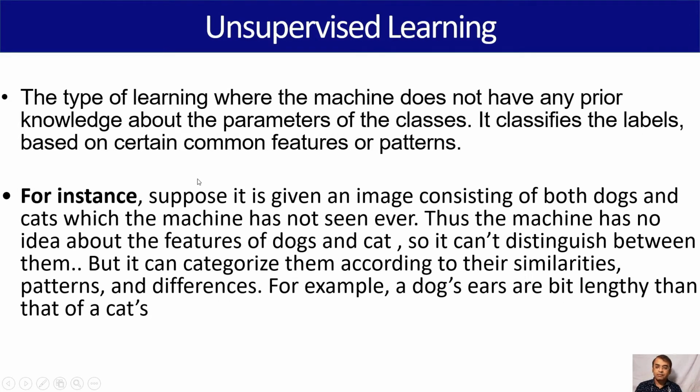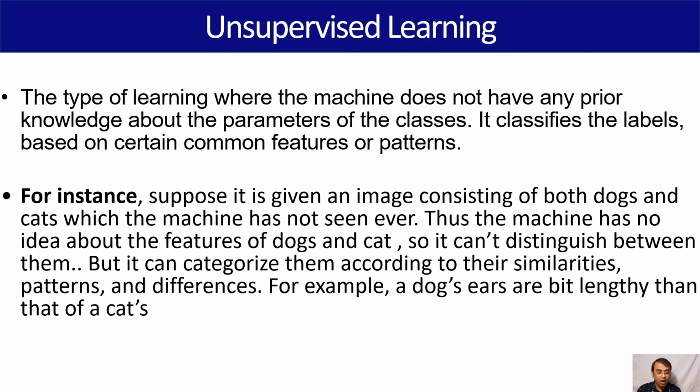Unsupervised learning. It is a type of learning where the machine does not have any prior knowledge about the parameters of the classes. It classifies the labels based on certain common features or patterns. For instance, suppose it is given an image consisting of both dogs and cats, which the machine has not seen ever. Thus, the machine has no idea about the features of dogs and cats.